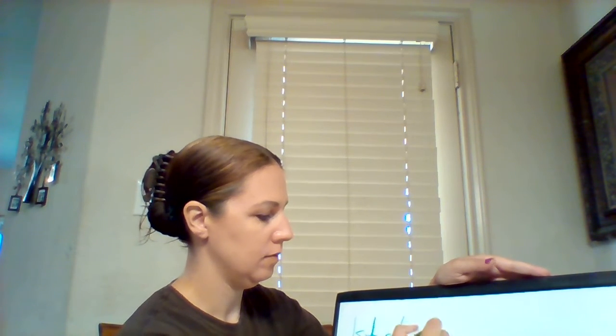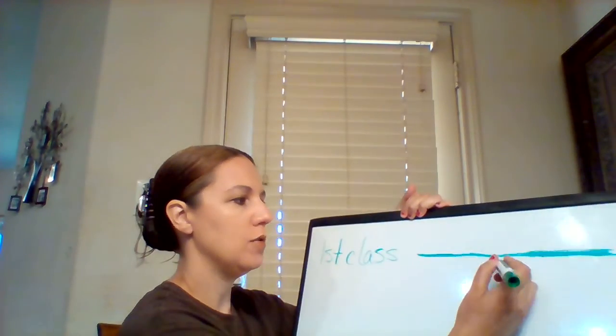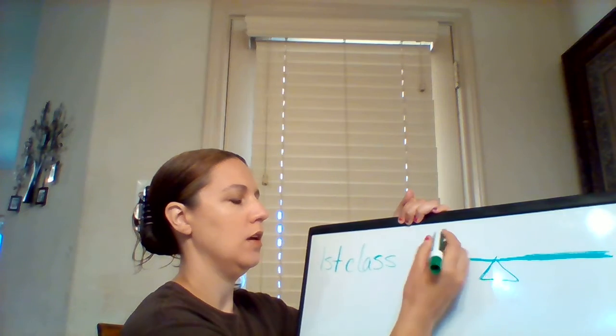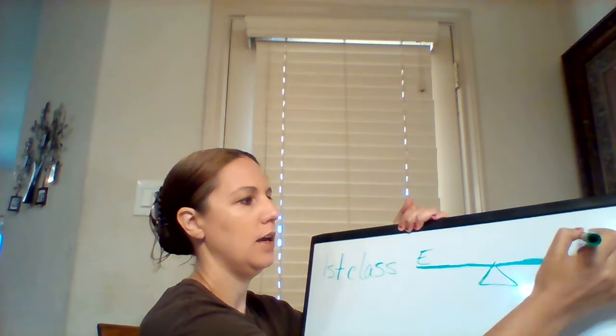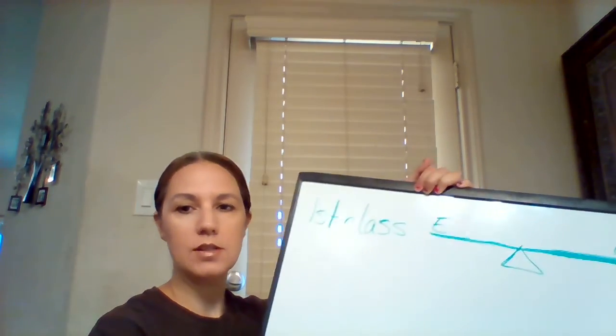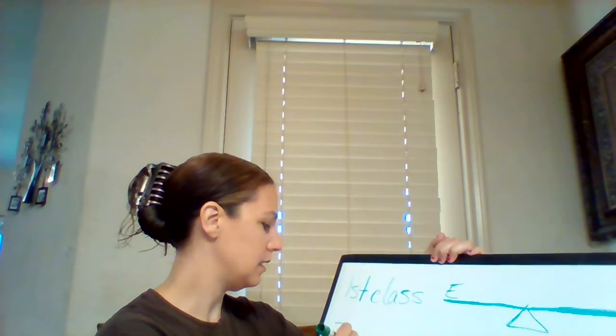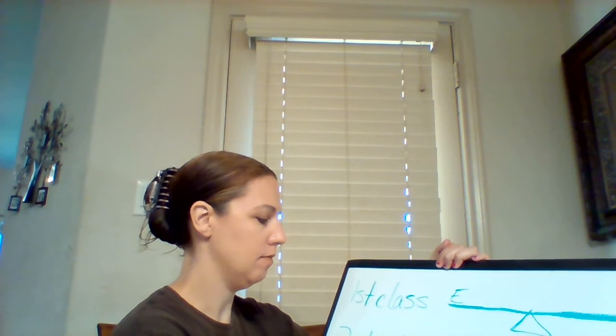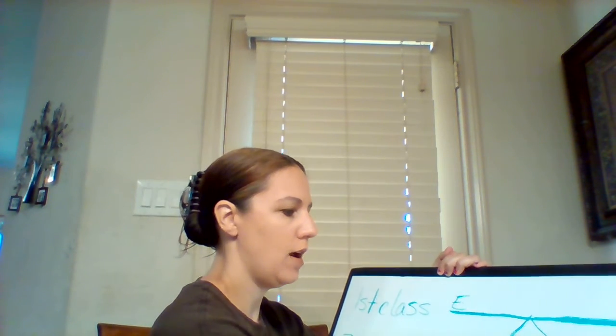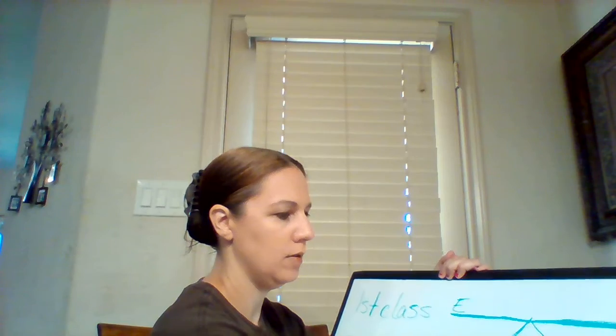So your first class lever, you have your long rod or whatever it is you're using as your lever. And then your fulcrum goes in the middle. You have your effort here and your load here. So first class, the fulcrum is in the middle. Okay. Second class is where you have your load in the middle.